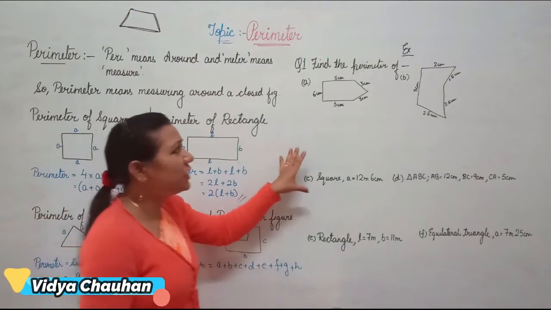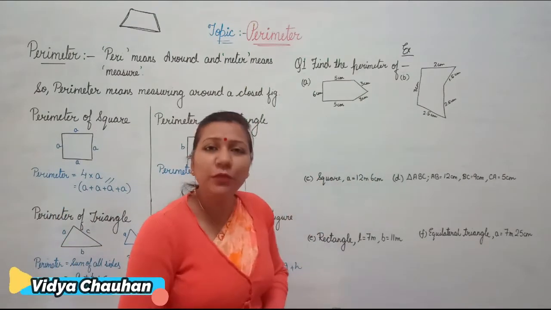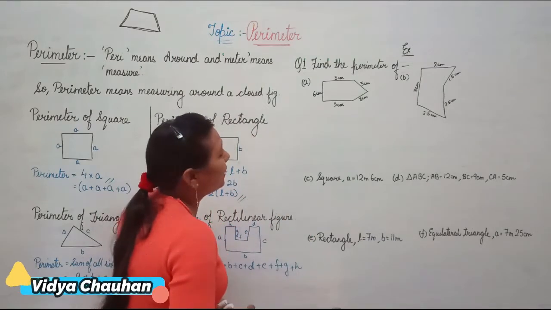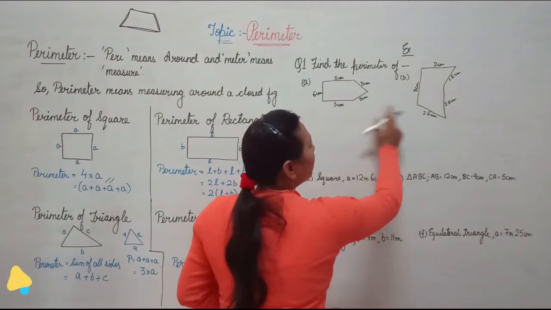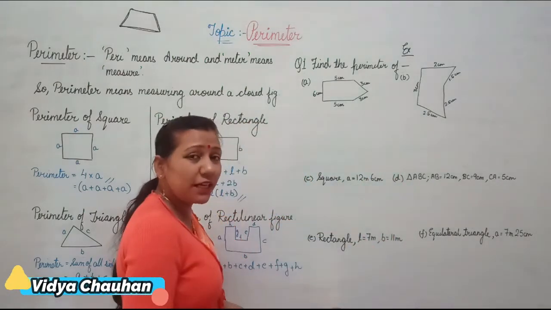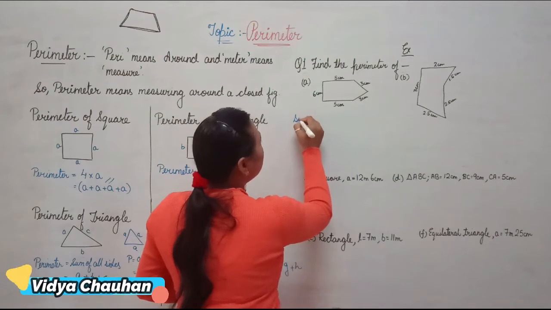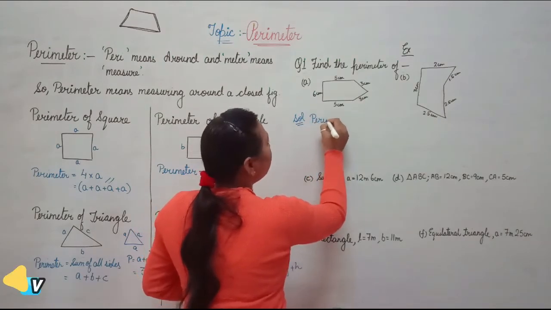Now students, in continuity with the same topic, let us discuss some questions from your book exercise. I have taken some questions and the first question says, find the perimeter of. Here you can see there are two figures and you have to find their perimeter. Very first, the solution for the first part. What will be the perimeter for the first figure?